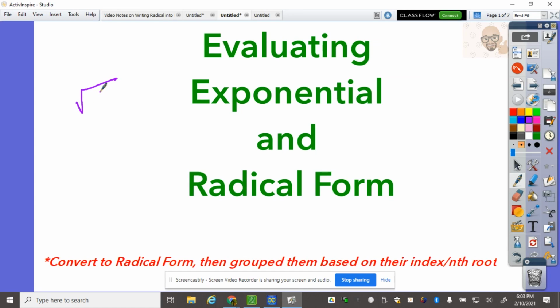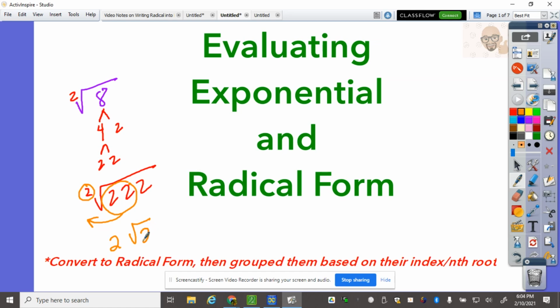Square root of 8. The index here is 2, and when we break the 8 into its factors, applying prime factorization, we get 4 and 2, and then the 4 can be broken into 2 and 2. That gives us the square root of 2, 2, 2. Since the index here is 2, we have to group them into 2's. The number of 2's in a group should be 2, and that will step out. That becomes 2 square root of 2.